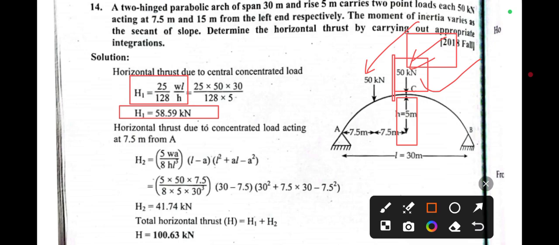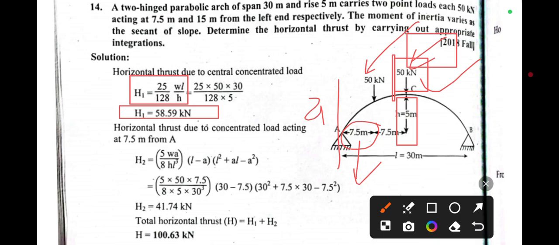50 kilonewton. You can see here, which is acting 7.5 meter from left of the span, that is point A. So in this case we have the value of small a, this 7.5. And for this we have a formula. Wherever the load is acting at a certain distance from left side or right side, at value a, that is 7.5 meter, it is given by the equation.